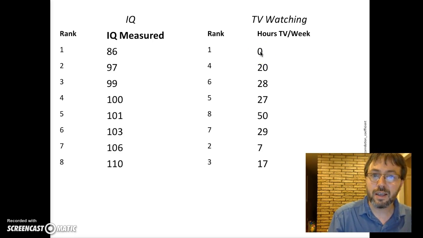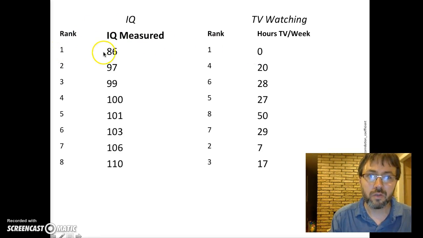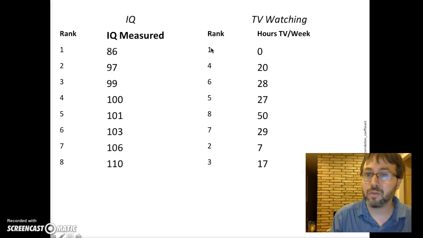So as you see in this iteration of the table, we've ranked intelligence quotient from the lowest of 86 to the highest of 110. That's rank order 1 through 8. Now for each person, we've also ranked their hours of television watching. In this case, the hours of television watching are not already in rank order. So here the person watching 0 hours ranks 1, and the person with the most hours of television watching ranks 8th.